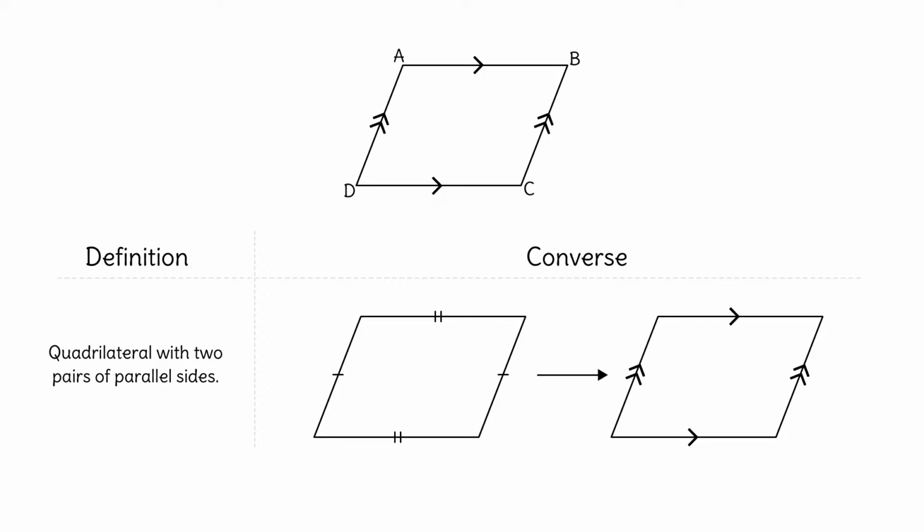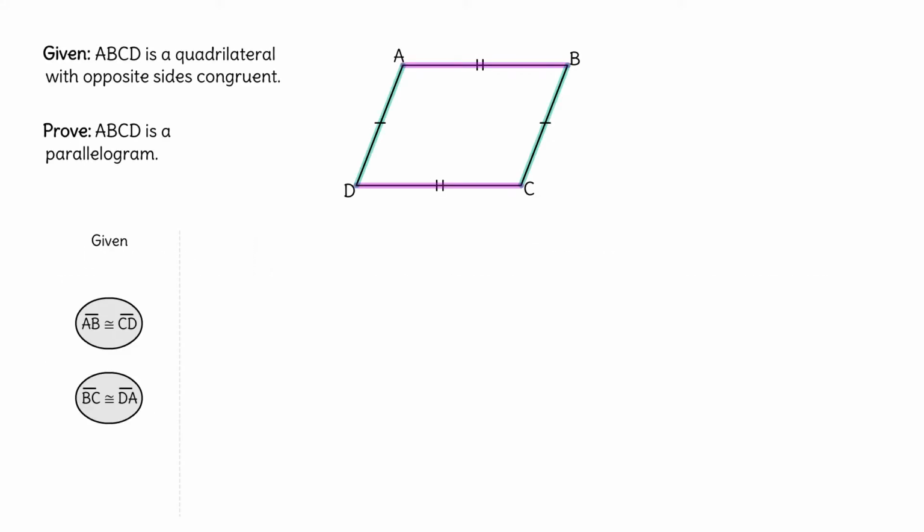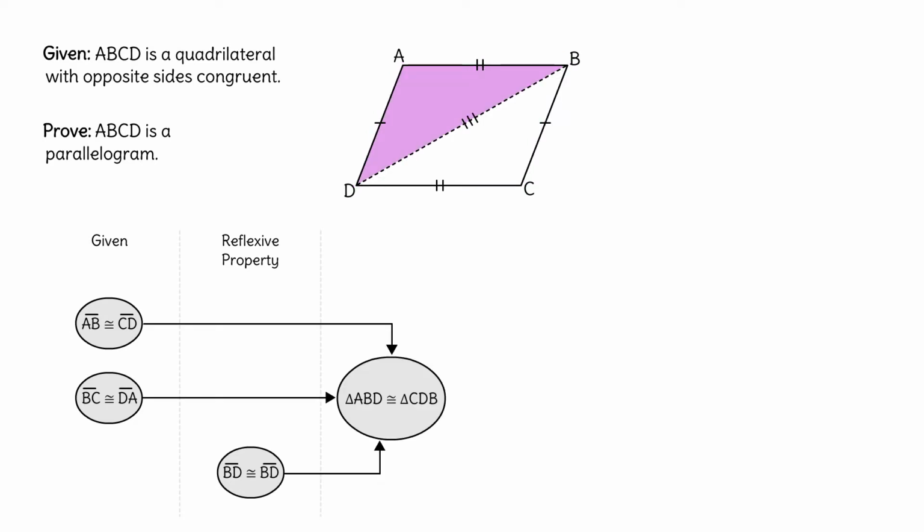Can we prove the converse is true? We start with a quadrilateral with congruent sides. Let's add a diagonal. BD is in both triangles, and BD is congruent to BD by the reflexive property. Can you prove the triangles are congruent? There are three pairs of sides congruent: here, here, and here. Triangle ABD is congruent to triangle CDB by side, side, side.